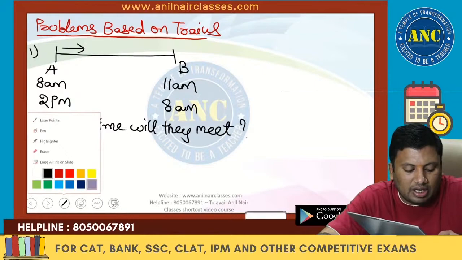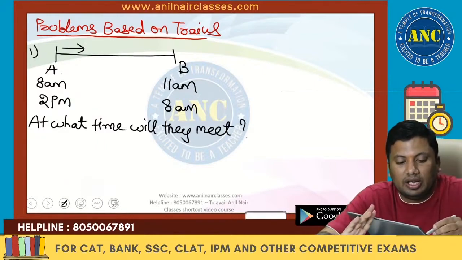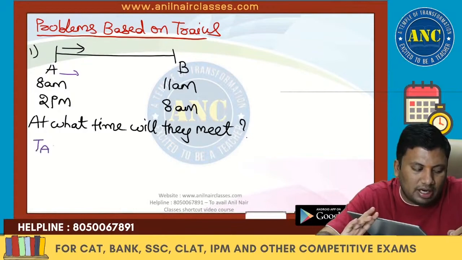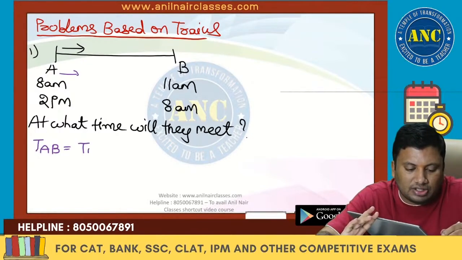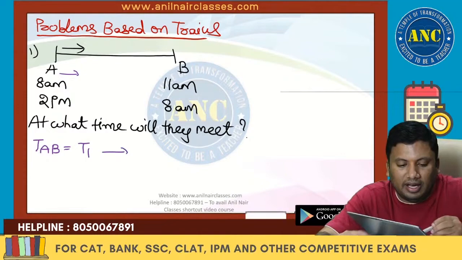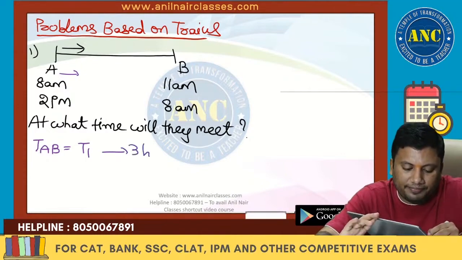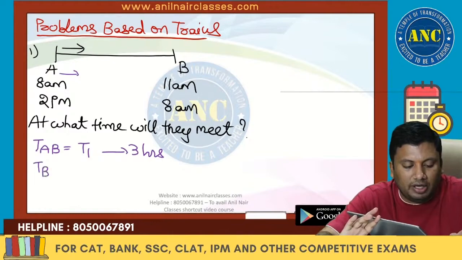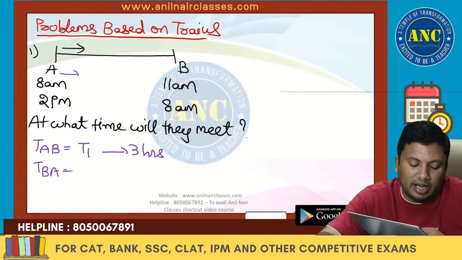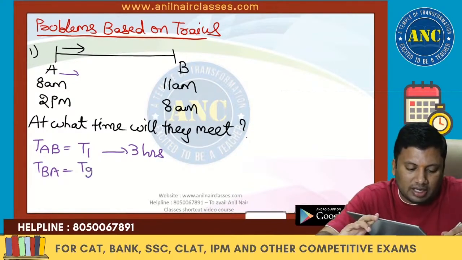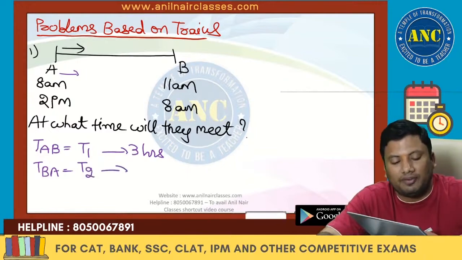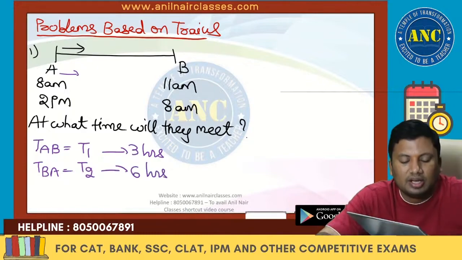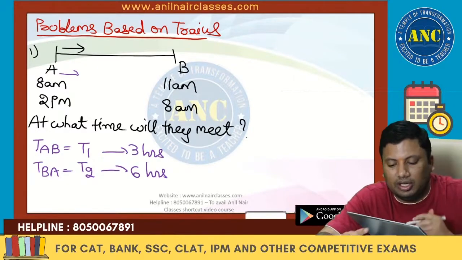8 a.m., 11 a.m., 8 a.m., 2 p.m. Time taken from A to B, let me call it T1: 8 a.m. to 11 a.m., these 3 hours. Time taken from B to A, which I will call T2: 8 a.m. to 2 p.m. 8 to 12 is 4 hours, 12 to 2 is 2 hours, which is 6 hours. T1 is 3 hours, T2 is 6 hours.